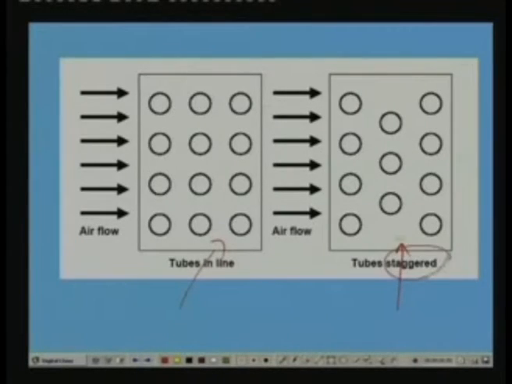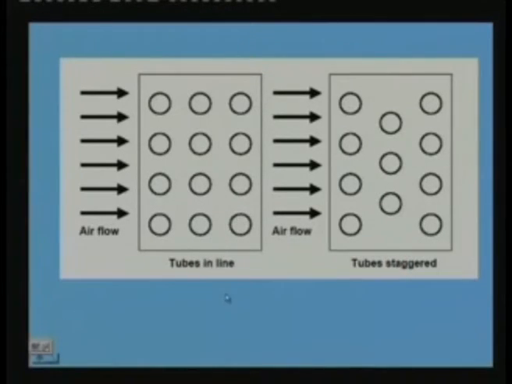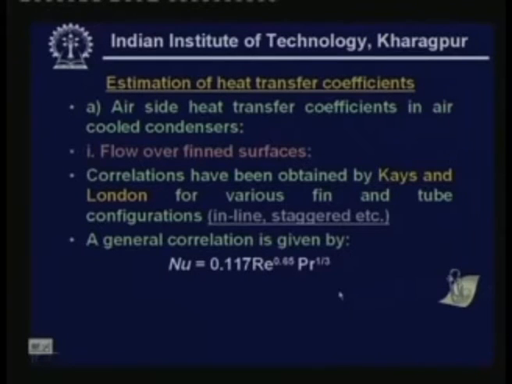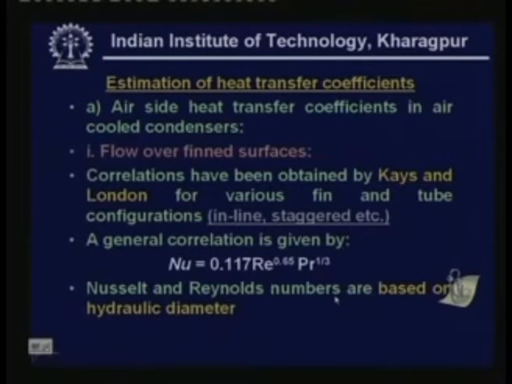Okay, so you call this a staggered arrangement. Case and London have obtained expressions for the heat transfer coefficient for both these arrangements, that means for inline as well as staggered arrangements, and they have found a general correlation: Nusselt number is equal to 0.117 Reynolds number to the power of 0.65, Prandtl number to the power of 1 by 3. And remember that here the Nusselt and Reynolds numbers are based on hydraulic diameter.